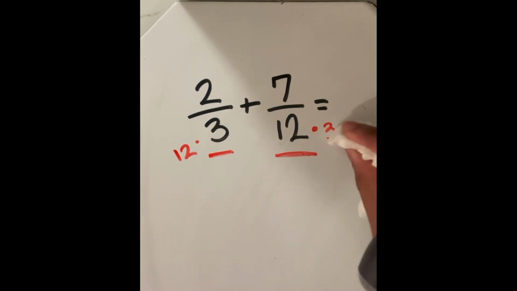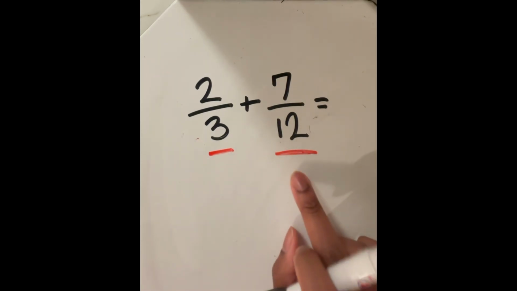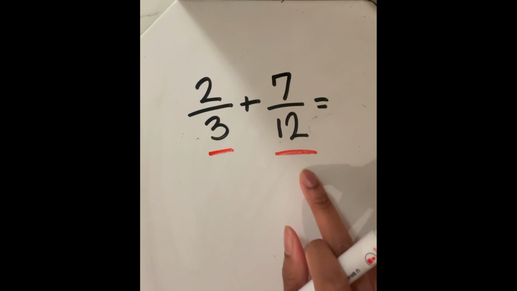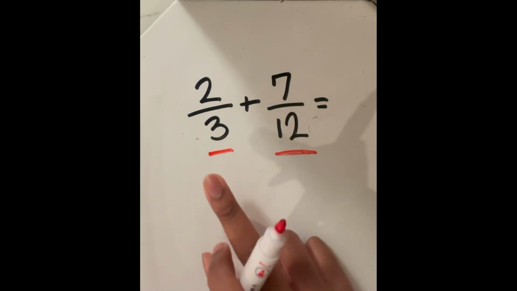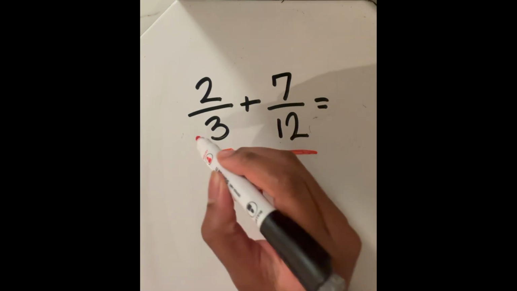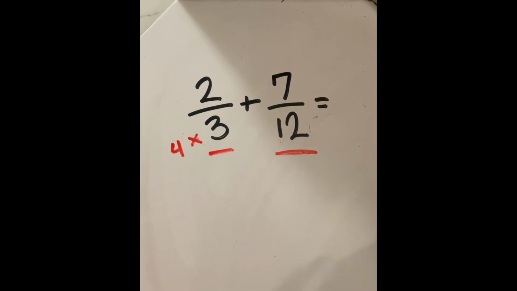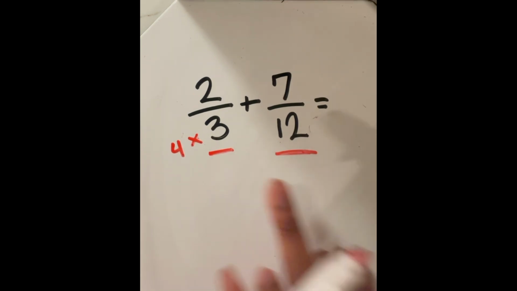could, let me go ahead and erase that, see right away that this is 12 and 3 actually goes into 12 4 times. So all we need to do to make this 3 a 12 and have that common denominator is multiply this 3 by 4. So when we do that, we'll get 12.